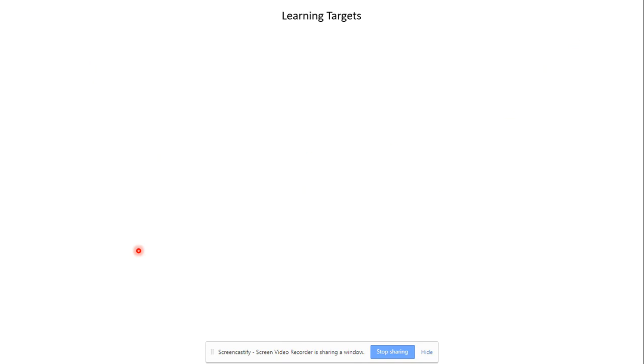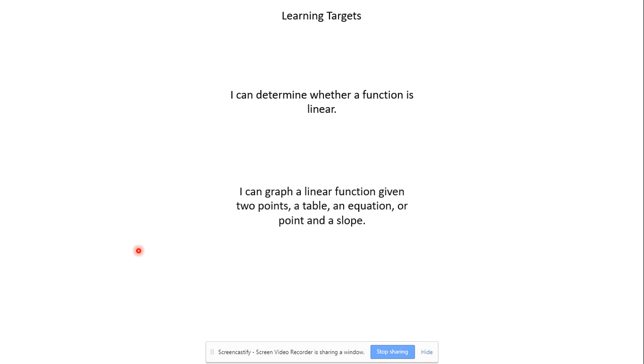First, our learning targets. I can determine whether a function is linear. It's important before you start graphing a linear function to know that it's actually a line. And I can graph a linear function given 2 points, a table, an equation, or a point and a slope. So these are the different possibilities. We can have 2 points, a table, which is really just a bunch of points, an equation, or point and slope.